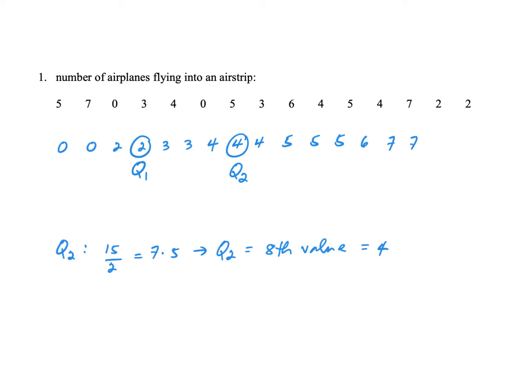And the third quartile will be the middle of the second half. 1, 2, 3. This is the third quartile. So the first quartile, Q sub 1, is 2, and the third quartile, Q sub 3, is 5.